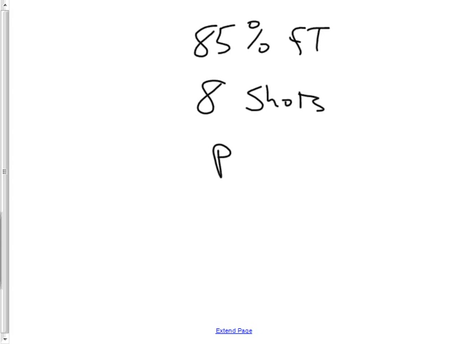So let's say, given this scenario, you have an 85% free throw shooter, and let's say that they get 8 shots. What's the probability that they'll make at least 1? If you want to do it the slow way, it's probably going to take you 15 minutes. The probability of at least 1 would be the same as just not 0. So what's the probability on the 0 thing? You do this.